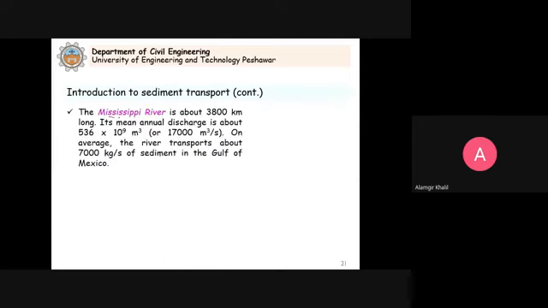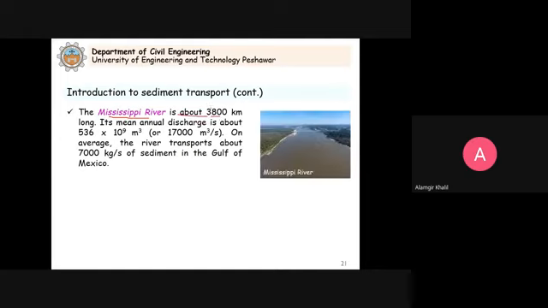The Mississippi River is about 3,800 kilometers long. Its mean annual discharge is 17,000 cubic meters per second. On average, the river transports about 7,000 kilograms per second of sediment into the Gulf of Mexico. You can see the implications of carrying this much sediment in water.